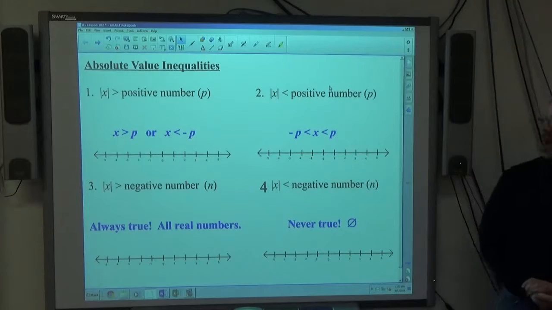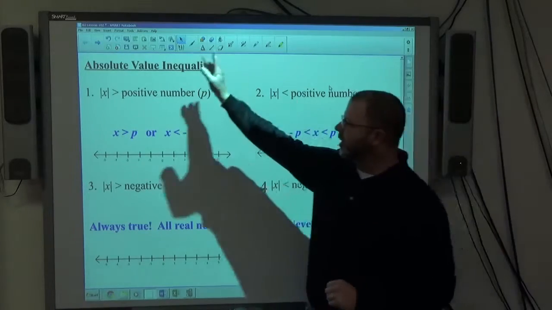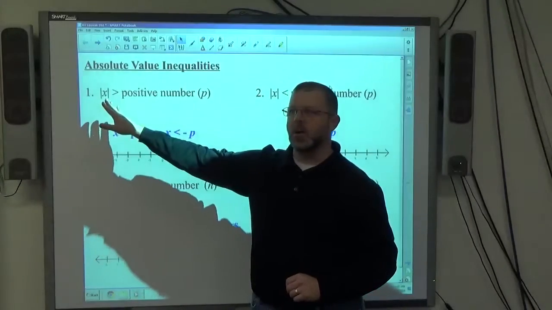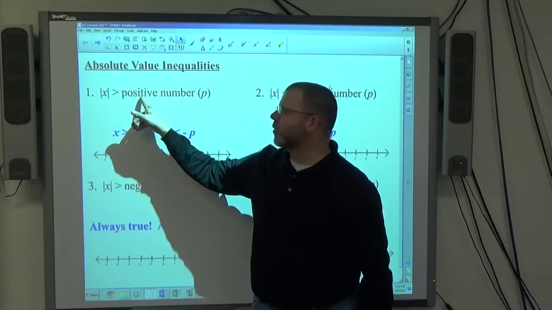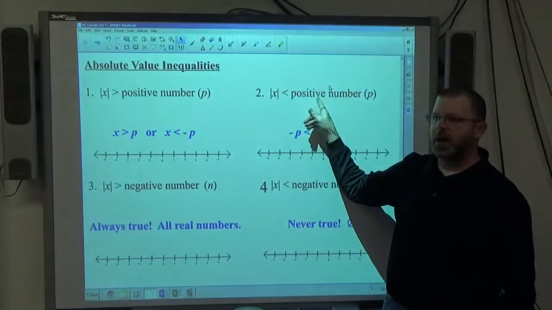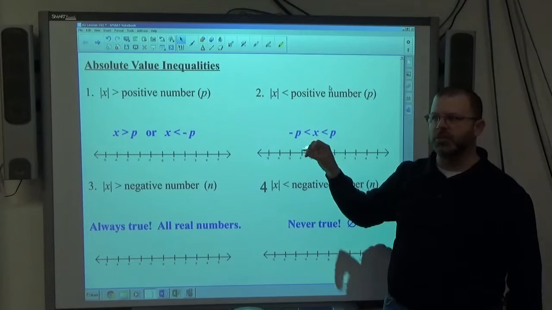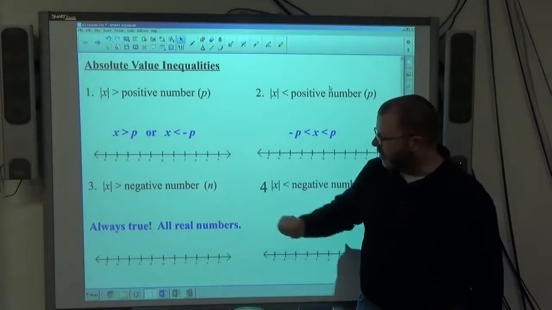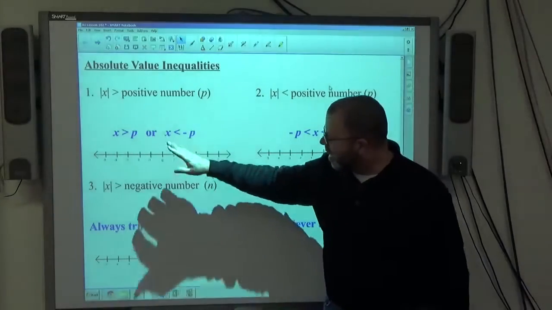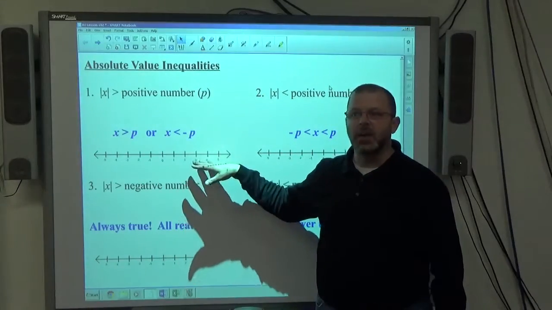To graph absolute value inequalities, one of 4 cases is going to happen. Once you get the absolute value expression isolated all by itself with an inequality symbol, you're either going to get absolute value expression greater than a positive, or absolute value less than a positive. Those are the 2 that actually matter. Those are the 2 that can be graphed. I should say this one can be graphed also. This one's the empty set, but they're going to have graphs that aren't the entire number line.